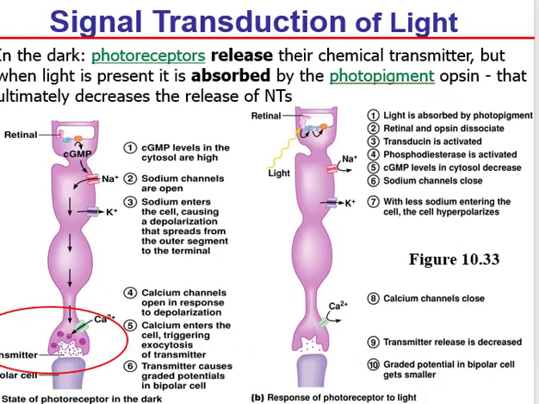During signal transduction of light modalities, the cones and rods will respond independently. In dark conditions, notice here the photoreceptor releases its chemical transmitter, but when light is present, it gets absorbed by the photopigment. Examples of photopigments would be opsin or rhodopsin. That ultimately is going to shut down the voltage-operated calcium channels and decrease the release of neurotransmitters. You can see this by comparing these two diagrams in figure 10.33. Notice the numbered steps.